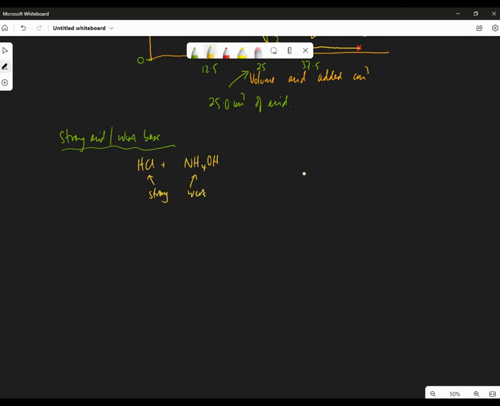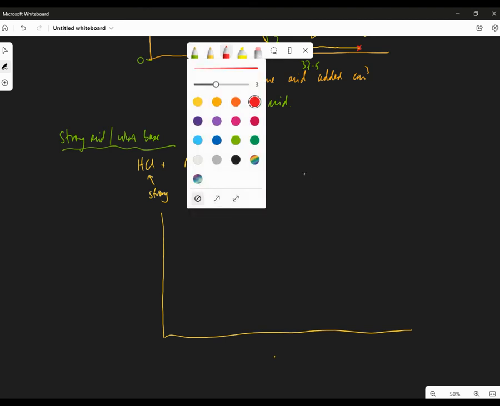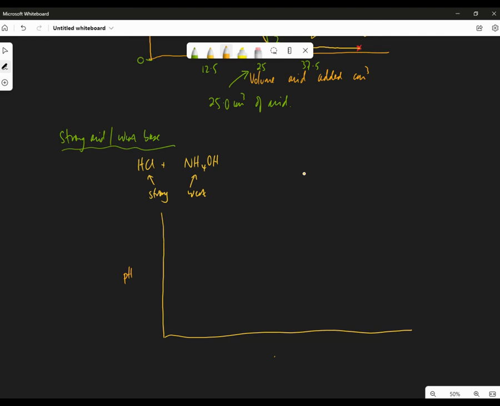Okay, so first of all, let's draw our axes. Something like that. Don't forget, let me give it a nice color. Oh no, I like that color. It only gives 3 colors on this one. It's not very good. Oh, not that one, this one. Okay, so this again is the pH, and this is the volume of acid added.